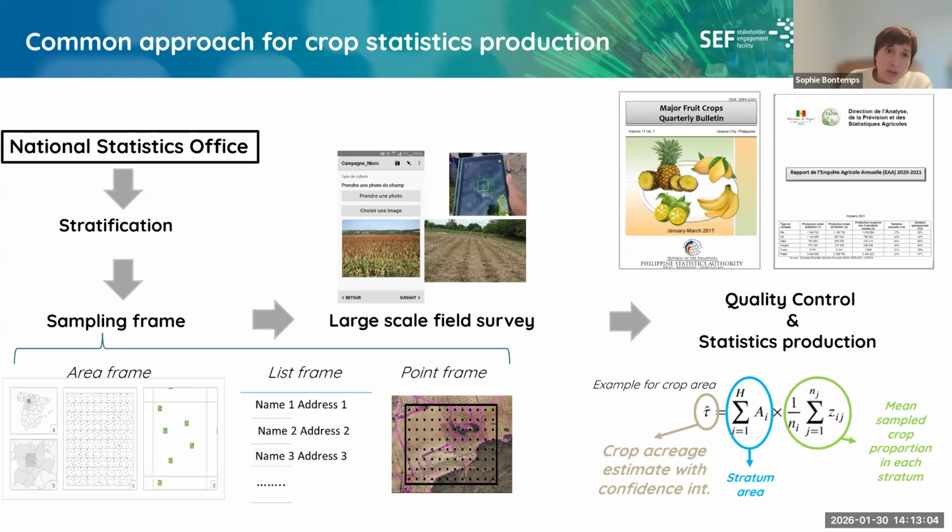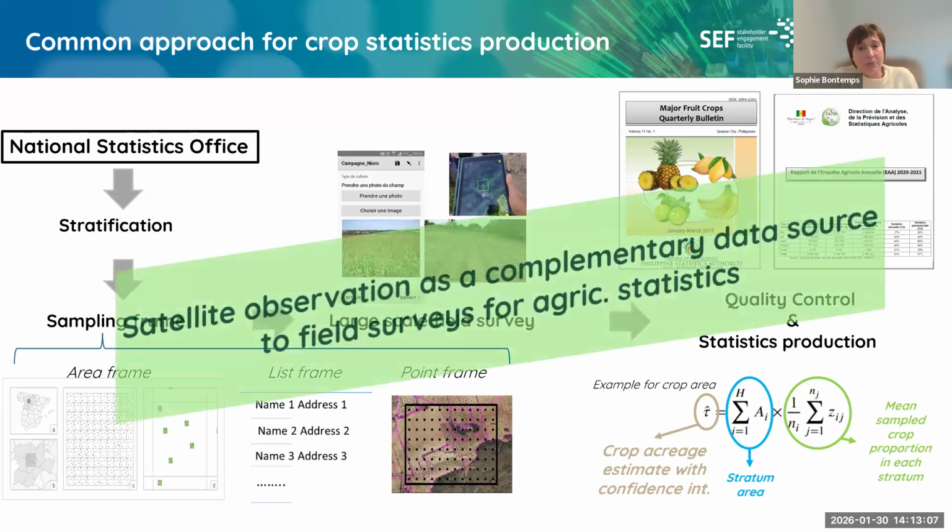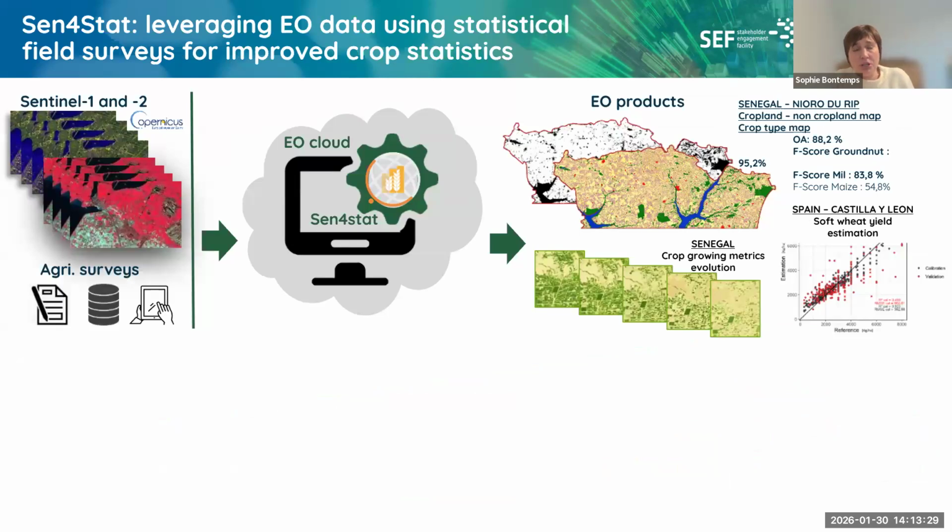What we have shown and demonstrated in the Sen4Stat project is that we can use satellite observation as a complementary data source to field surveys to improve the statistics. And this is very important. We consider the EO not to replace the field surveys, but to complement these field data, this survey data, to improve the statistics. And this is the approach that is illustrated here and that explains the rationale of the Sen4Stat toolbox.